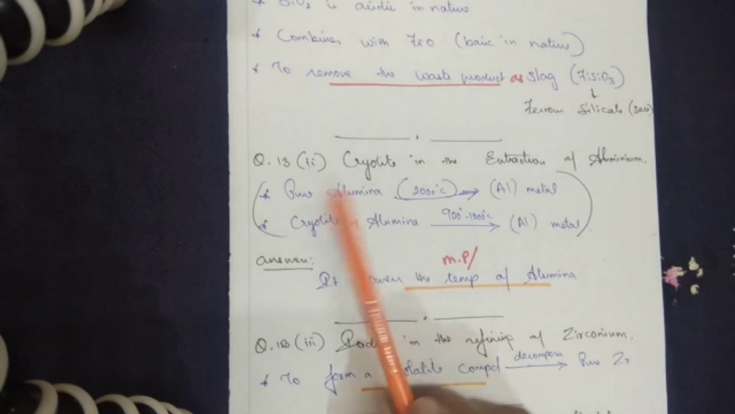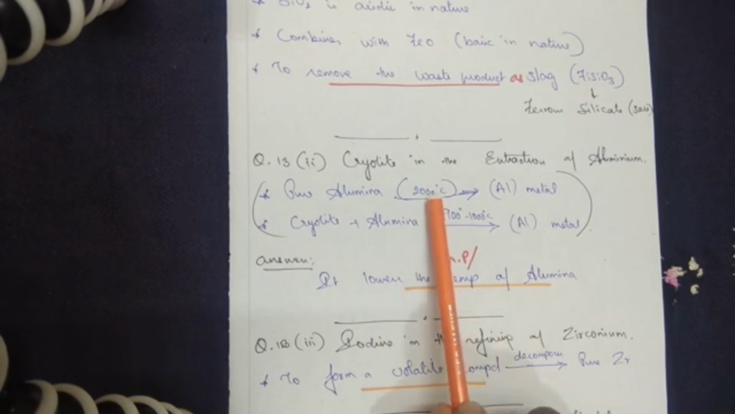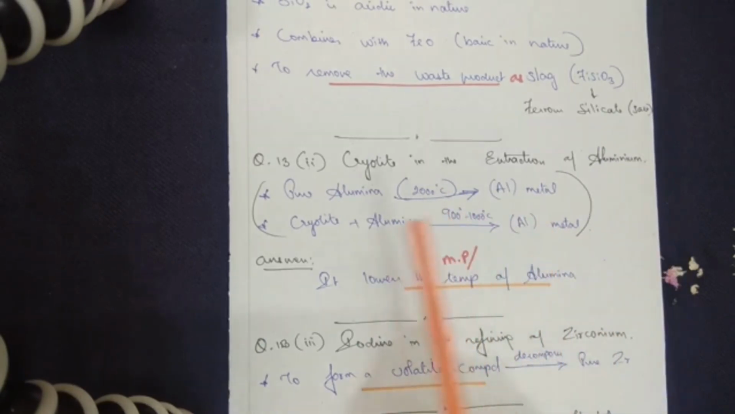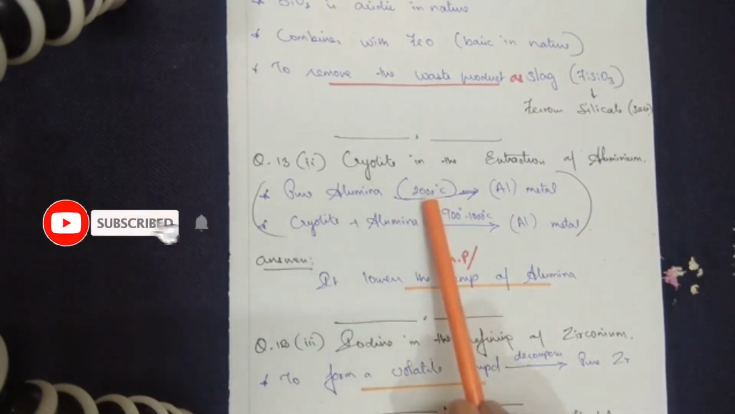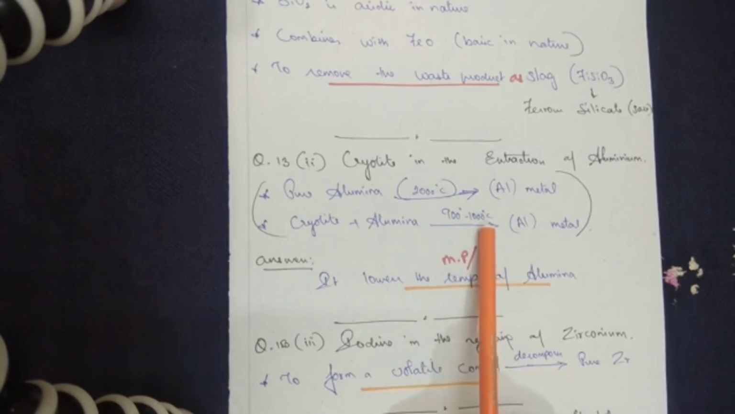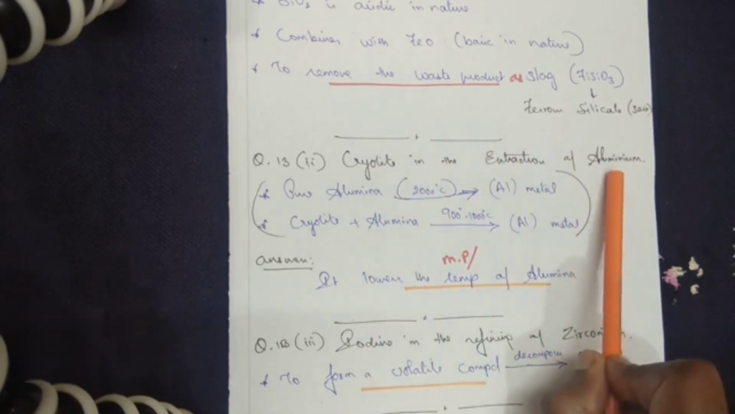So now pure alumina, which is in the solid form, requires 2000 degrees Celsius for converting it into a liquid form, not a pure alumina, liquid form of alumina. But when you treat it with cryolite, the temperature comes down to 900 to 1000 degrees Celsius. So now the question here is, what's the role of cryolite in the extraction of alumina?